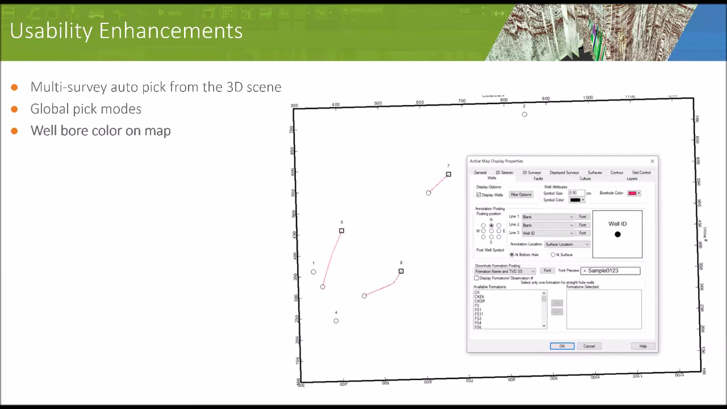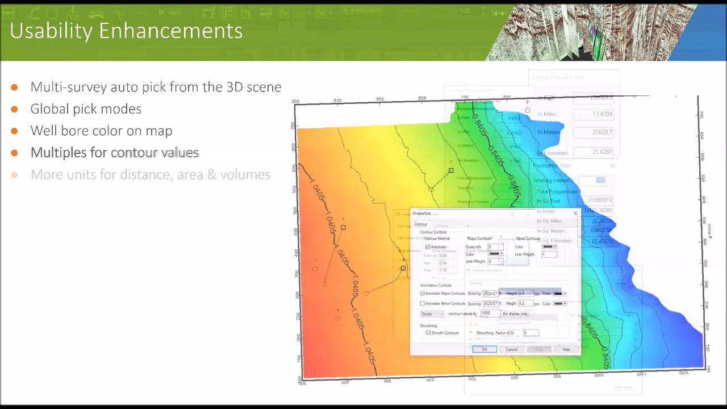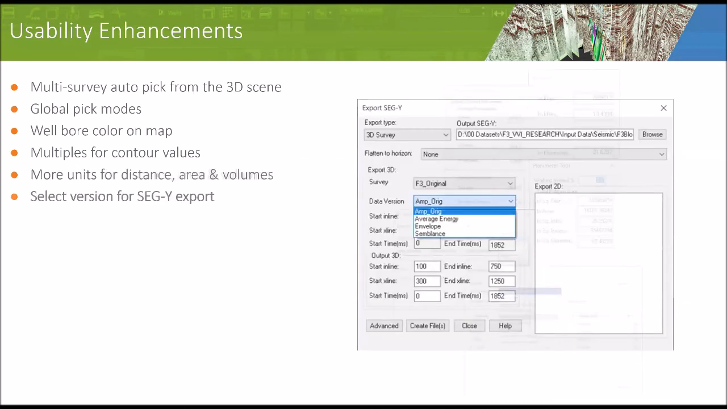You can give a different color to your horizontal wellbores on the map. We have multipliers for contour values. It doesn't modify the actual contours, but if you want to display labels in different units or something like that, you can now add a multiplier. We have expanded all distance and area and volume units to include more options. Stuff like miles, kilometers, acres are now available in all calculations.